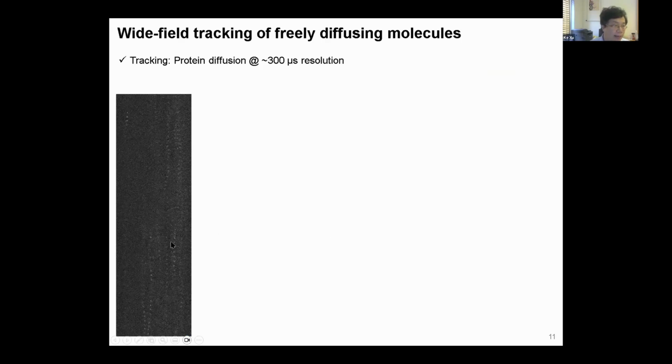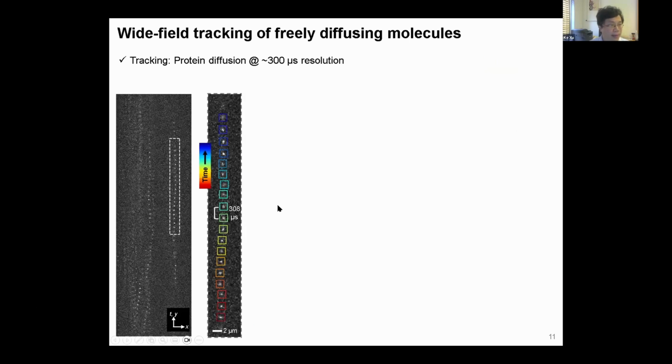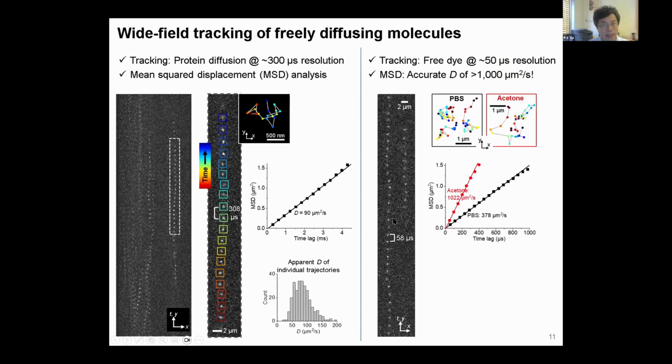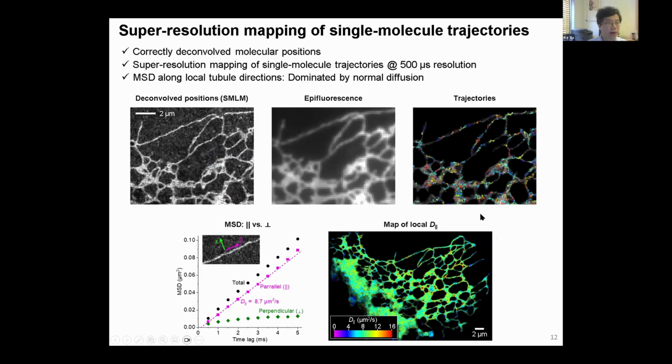So the raw data look like this. We have a lot of streaks recorded on the camera, but we can just reconvert them to generate a trace of a single molecule, and we can use them to map the very fast diffusion of single molecules. Actually, we can now do it down to 60 microsecond time resolution, and based on that, we can get very fast diffusion results. We were also able to use it to do mapping inside the cell, giving us very nice mapping results of the fast diffusion inside the cell.